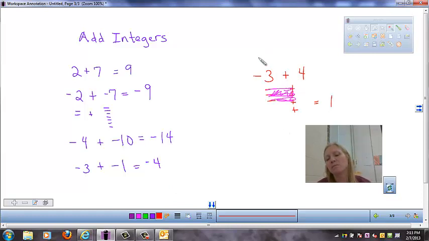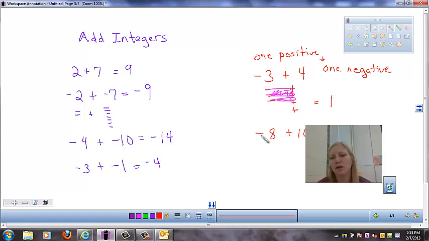It's just the same when you have 1 positive and 1 negative. Instead of adding, you end up actually subtracting, because 4 minus 3 is 1. So I'm going to try negative 8 plus 10. One negative, one positive. So I'd have 8 negative signs, and then I'd have 10 positives, so I'd have plus, plus, plus, plus.